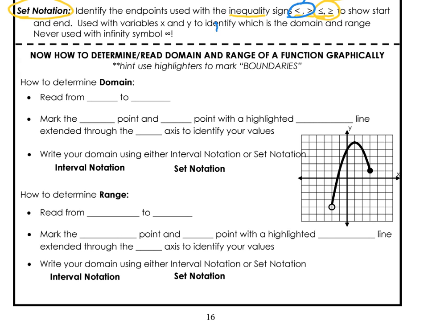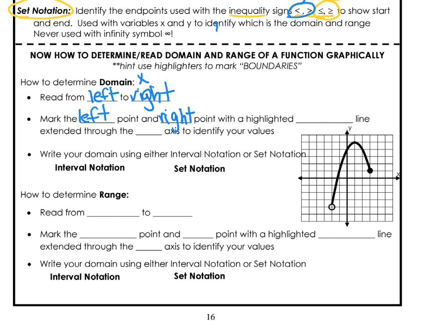Okay. How to determine domain. You are going to go ahead and read domain, remember, is the x values, and you always want the smallest first, so you have to start on the left-hand side, which is normal to us because we read from left to right. Okay. You're going to mark the left point unless there's an arrow, okay? Then circle it, and then you're going to read to the right point. And if it's not a point, it's an arrow, you circle it because that's going to indicate infinity.